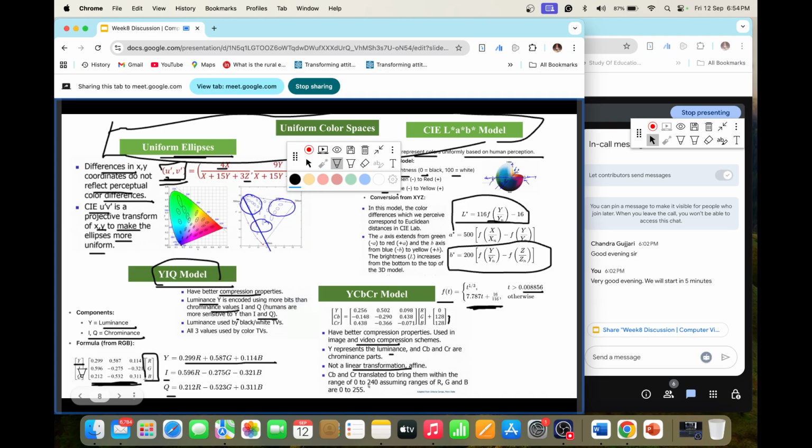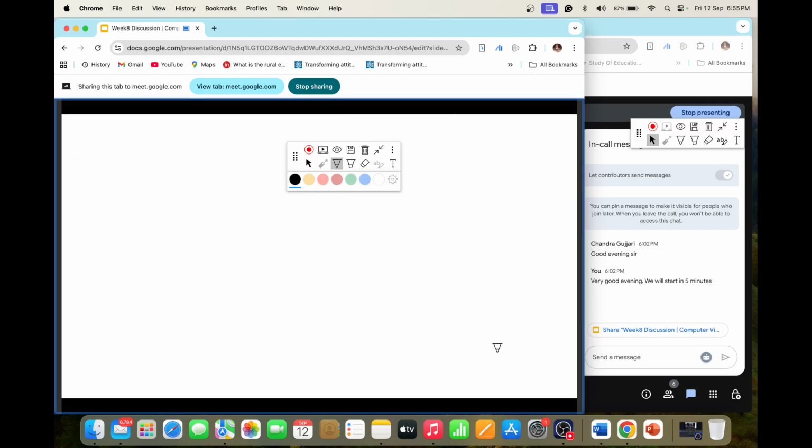So what it generally does is make the range from 0 to 240, rather than smaller values. That is why 128 is added, 0, 128, 128, for Y, Cb and Cr. So this is the YCbCr model.